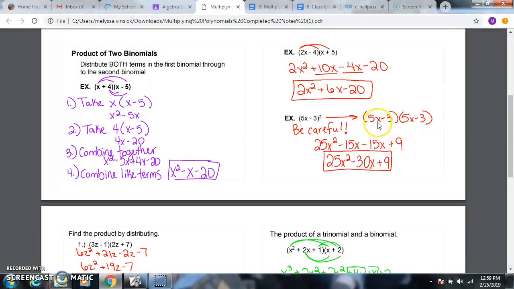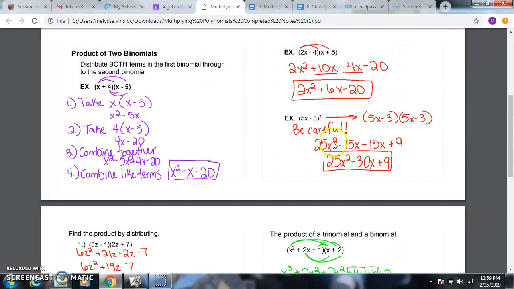So you take this 5x and distribute it to the other 5x, which is a 25x squared. Then 5x times this negative 3 is a negative 15x. Now I take this negative 3 from my first set and I distribute it. So that's going to give me another negative 15x. And then negative 3 times a negative 3 is a positive 9. Combine like terms in the middle.